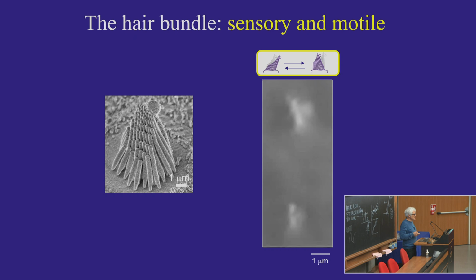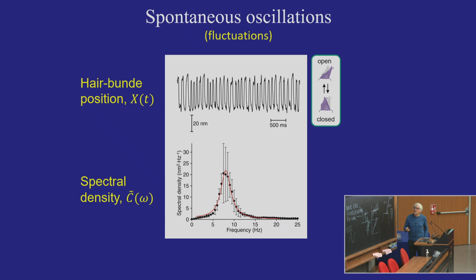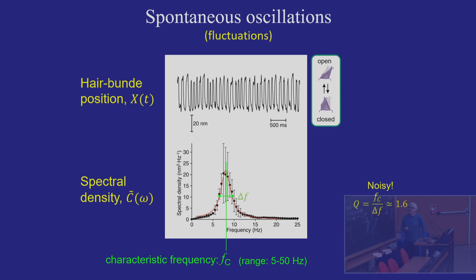So here's a recording of spontaneous oscillations of the hair bundle on the top, x of t, and at the bottom, you see the power spectral density of that movement, and you can appreciate that there's a peak, so there's a real oscillation, and with the peak we can define a characteristic frequency of the movement, which ranges between 5 and 50 hertz. You can also appreciate that these oscillations are rather noisy because if one computes the ratio of the peak frequency with the width at half the maximal height, we get a quality factor that is between 1 and 2, meaning that these movements lose phase coherence after a couple cycles of oscillation.